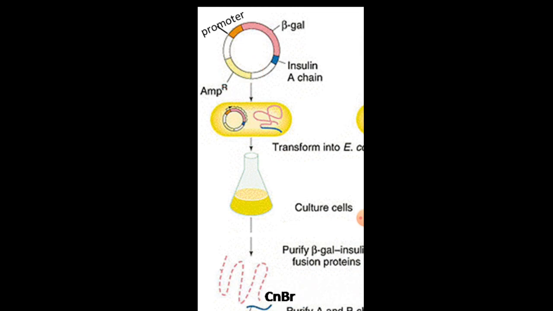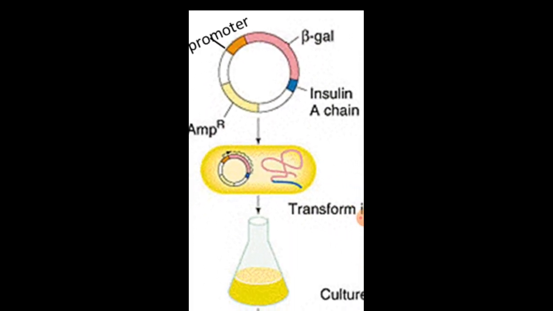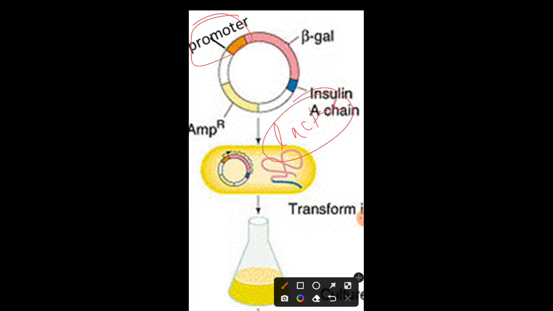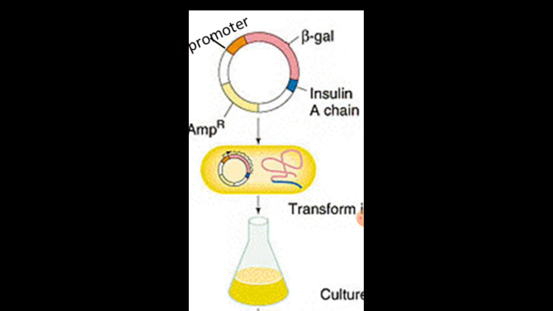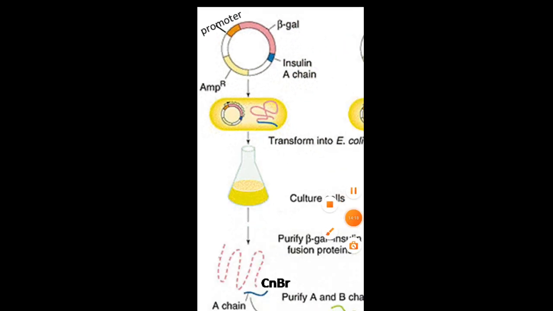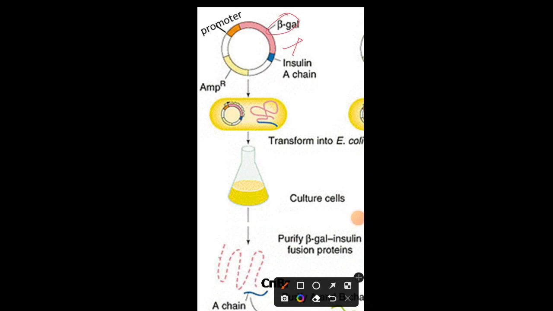So let's focus on that vector. As we have incorporated the promoter here, if I use lactose in the medium, this lactose will induce the promoter to transcribe. This transcription will also ensure that our protein of interest is transcribed. After transcription and translation, the beta gal and insulin A chain, and in the other case the beta gal and insulin B chain, will fuse together and lead to the formation of a fusion protein.